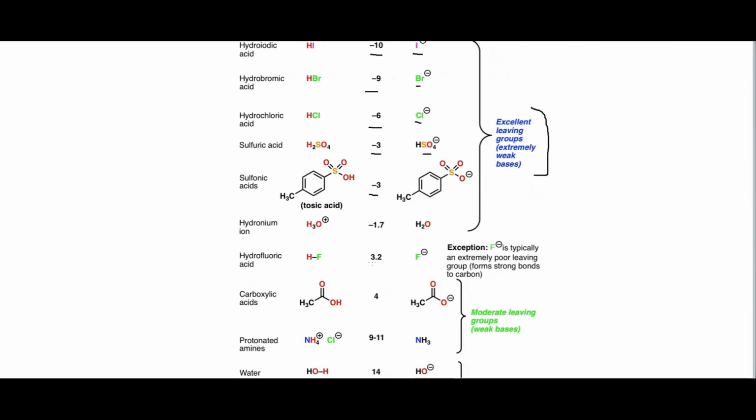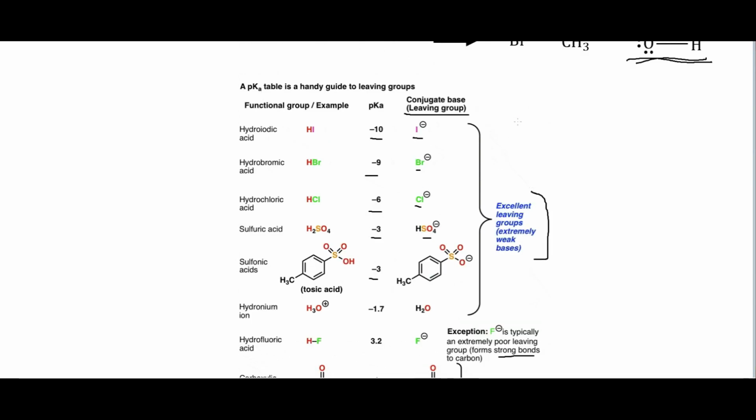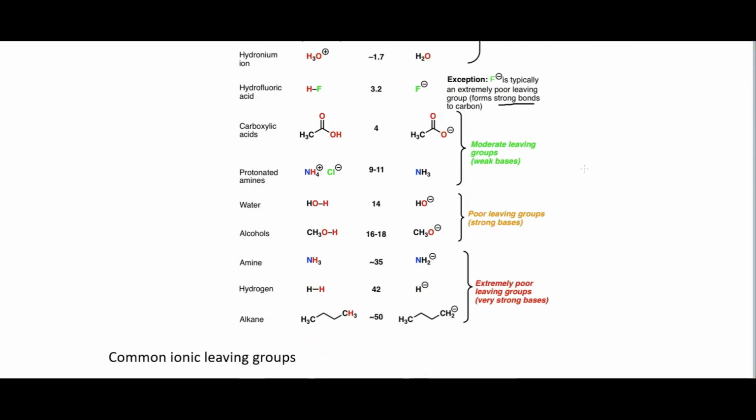All right, so we see this hydrofluoric acid here, so it's kind of an exception because this F minus is typically a poor leaving group because it forms strong bonds to the carbon. So that goes back to that thing I was talking about earlier where the larger atoms are going to work better as leaving groups. So like the iodine is going to work better as a leaving group, as we can see up here, in fact. Then we get down here to these moderate leaving groups here.